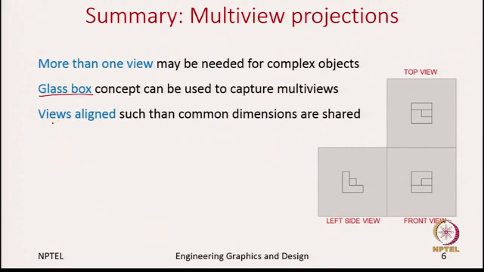And finally, we said once we capture these views, these 6 views are still lying in the 3D space. We want to bring them all to a single 2D space. For that, we have opened the box such that all the views are on the single sheet. And finally, we notice this opening is not random. We open it in such a way that the views are aligned and the common dimensions are shared. So, in the previous slide we already showed that left side view and the front view share the height, and the front view and the top view share the width of the object.